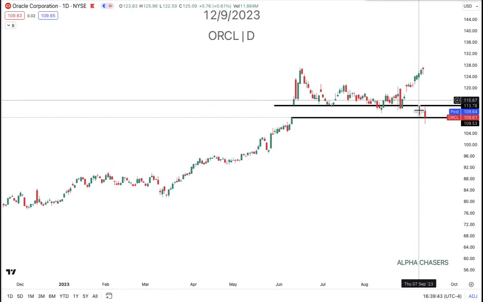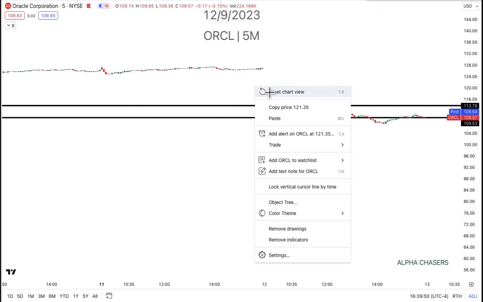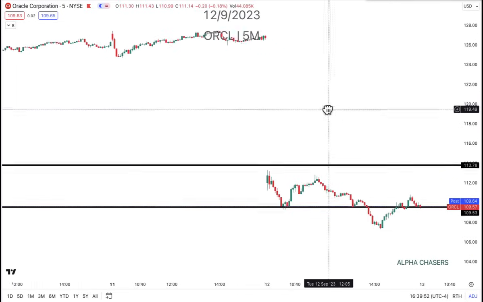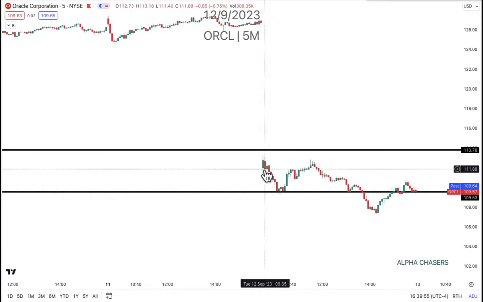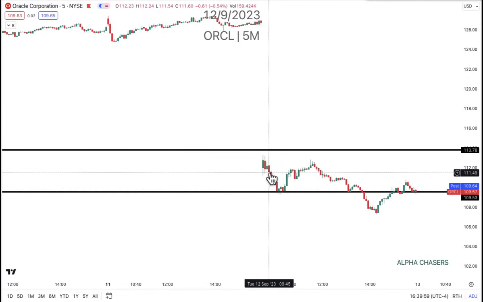But if you take a look at Oracle and that move today, these levels were absolutely glaring levels. And we were actually able to take advantage of this right off the open. You had the inside bars right here, and we actually shorted stock as soon as we broke there. Shorted stock, shorted options.